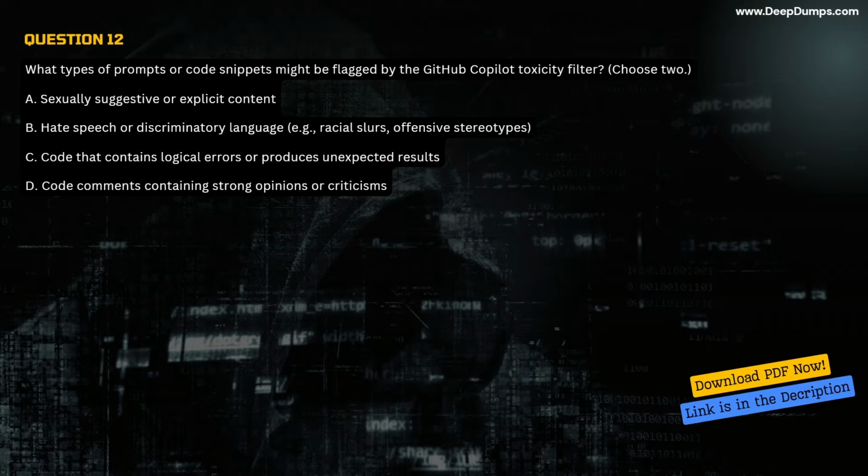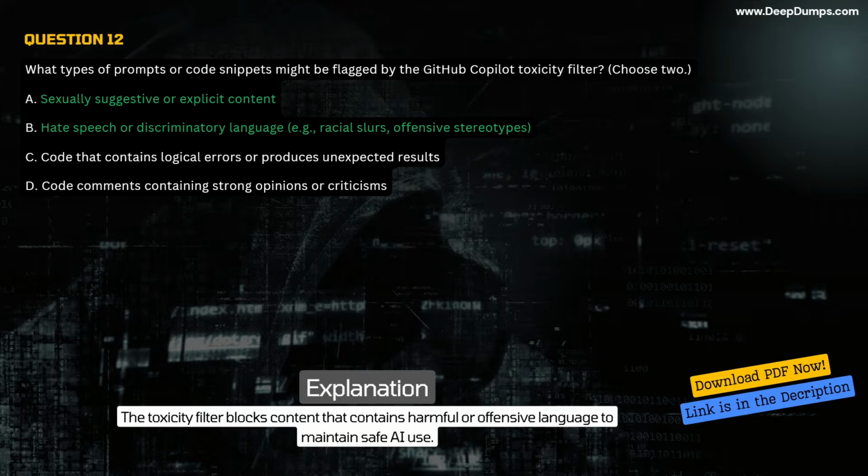Correct answer A and B. Sexually suggestive or explicit content. Hate speech or discriminatory language, e.g., racial slurs, offensive stereotypes. Explanation. The toxicity filter blocks content that contains harmful or offensive language to maintain safe AI use.